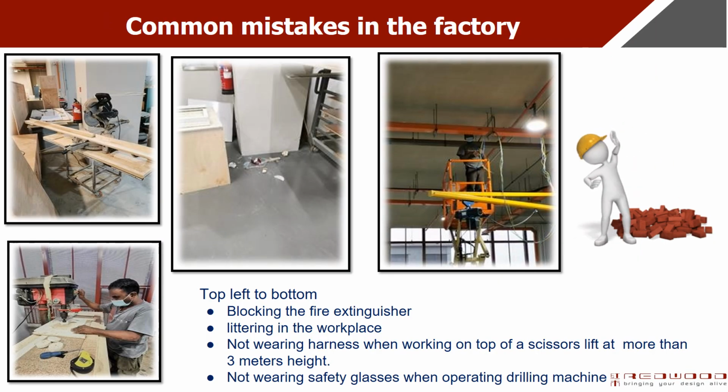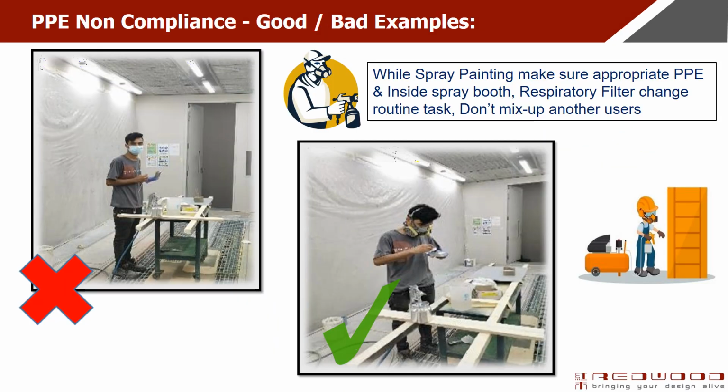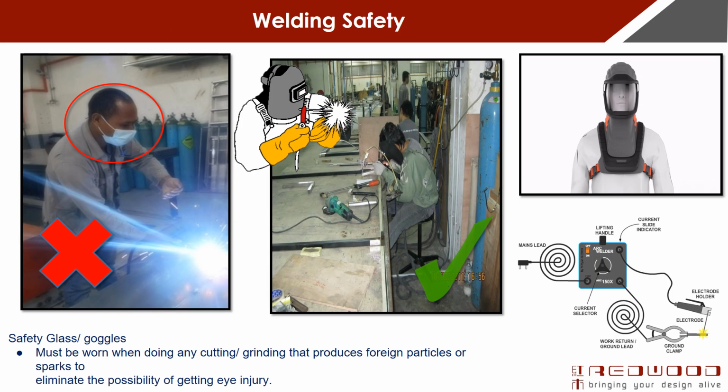Common mistakes in the factory: fire extinguisher is blocked or not accessible, working at height without wearing safety harness and proper safety gear, poor housekeeping in the workplace, cutting and drilling work performed without safety goggles. Spray booth painting work carried out without wearing appropriate PPE. Welder did not wear appropriate PPE.